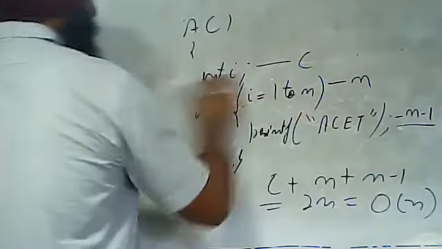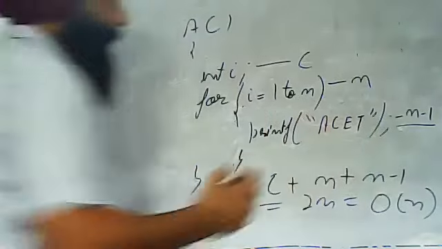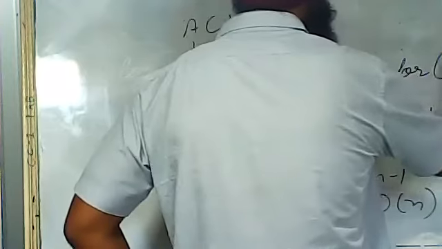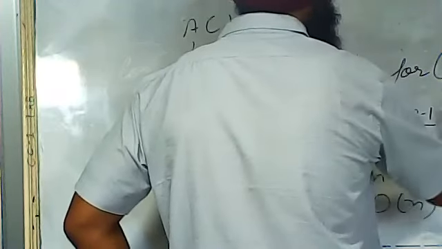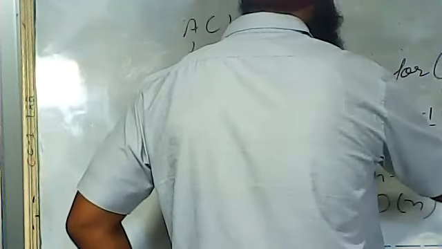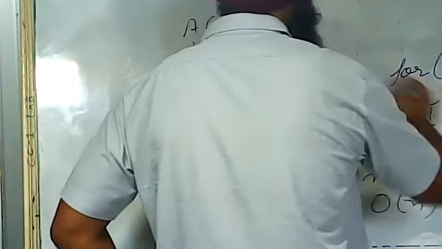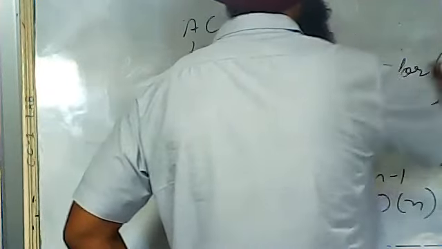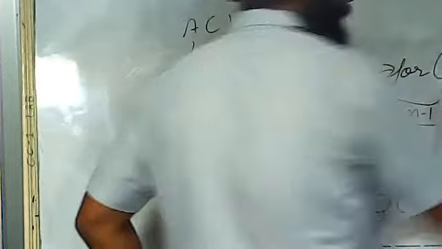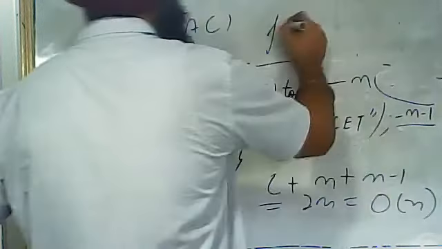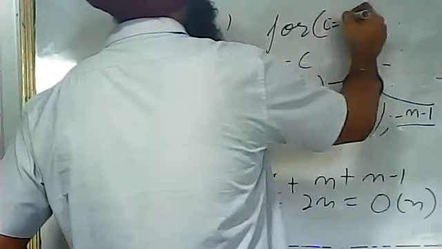Because if any particular loop, let's say this loop, will execute 5 times, the inner part will get executed 4 times, because for the 5th time it will again check for the condition that we have mentioned in it.